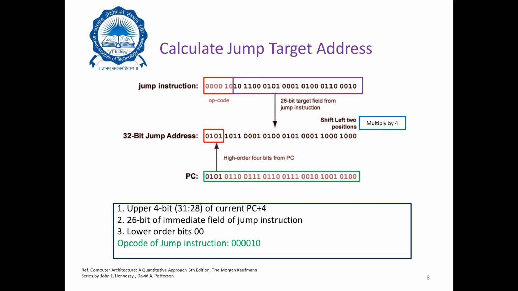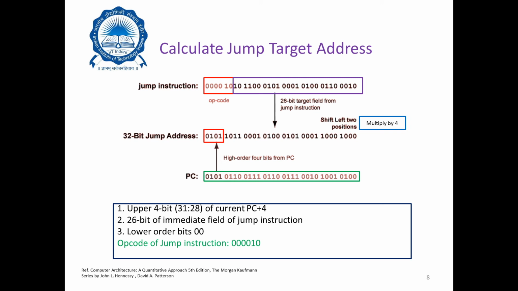That content now makes it up as 28 bits: the lower-order 00 and the 26 bits give you 28 bits. One way is to just append 00 to the 26-bit target field, another way is to multiply that 26-bit target field by 4, or the other way is to left shift that 26-bit target field by 2 bits, and you get a 28-bit number. This has to be appended with the upper 4 bits of the current PC plus 4. This PC plus 4 is called the updated PC, right?